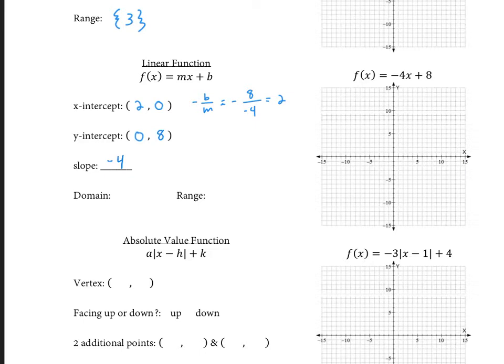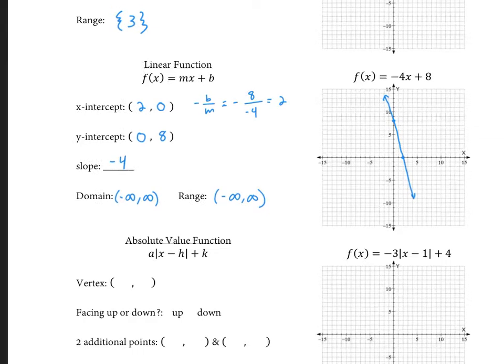And then we graph. Okay, so x-intercept is 2, so we'll plot these points. Y-intercept 0 comma 8. And then just draw this line through it. Okay, domain and range are both negative infinity to positive infinity for this function always. All right, this goes left forever, right forever, down forever, up forever.